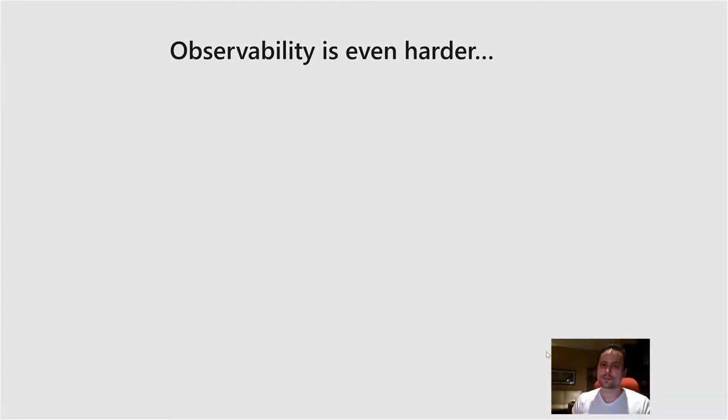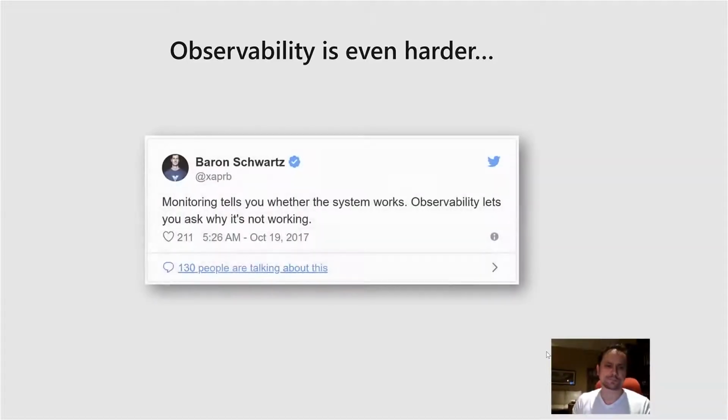So monitoring is hard, it's gotten easier, but then there is a much harder piece to keeping up the quality of service where you need it to be for the SLA, and that's observability. So what is observability? It's a term that came up fairly recently in the industry, has become almost popular these days, but it's actually not a new term. So Baron Schwartz defines observability as something that lets you ask why it's not working.